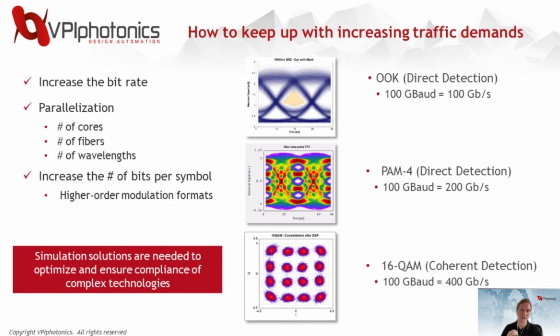So that enables us to encode 4 bits of information per symbol. So 100 gigabaud for our symbol rate would allow us to transmit 400 gigabits per second of data. And so now you can start to think, okay, it can get pretty complicated combining these different modulation formats with different forms of parallelization. There's different equalization strategies. So really that's where simulations come in. So simulation solutions are really required for you to optimize and ensure compliance to standards using these complex technologies.